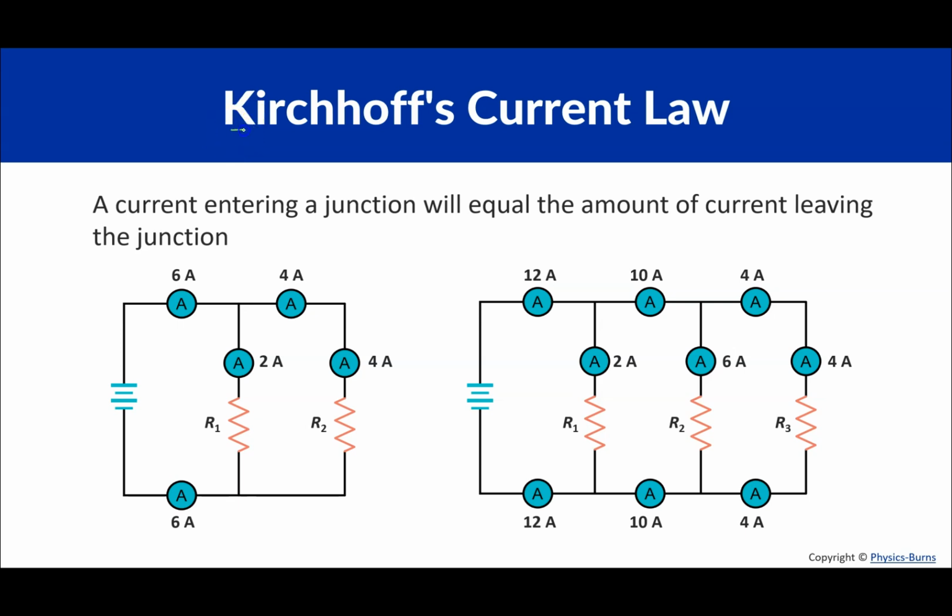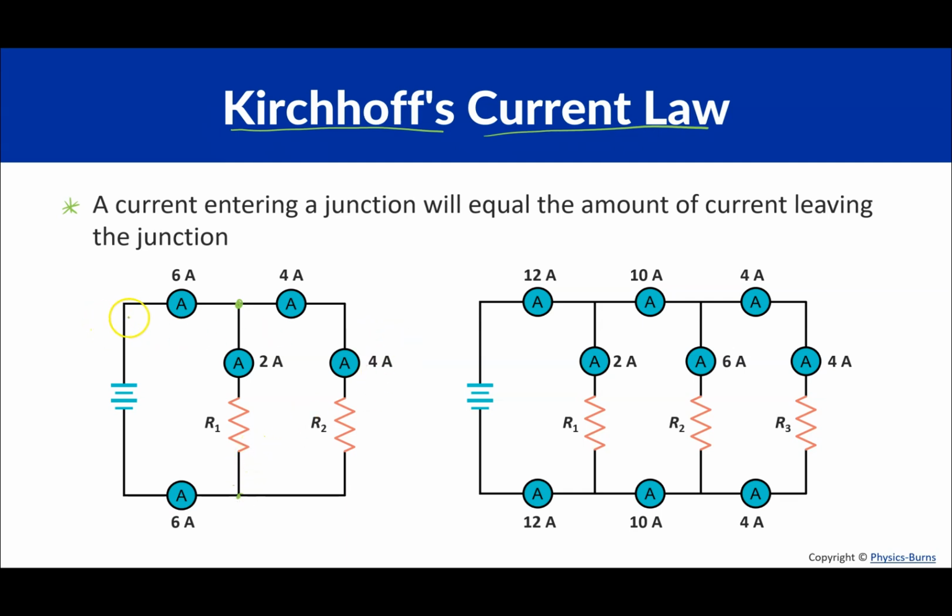Today we're going to be talking about Kirchhoff's current and voltage law. It's all stuff we've kind of learned about, but we're just going to be doing a little bit more practice and putting a name to it. Current entering a junction will equal the amount of current leaving the junction. Junctions are whenever the current is able to split off into different paths. So that's why a junction is there.